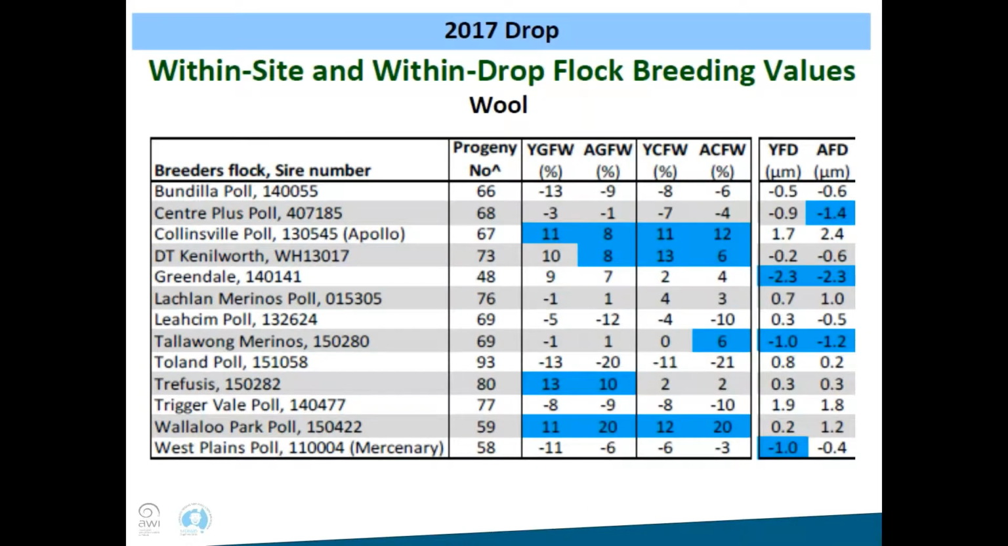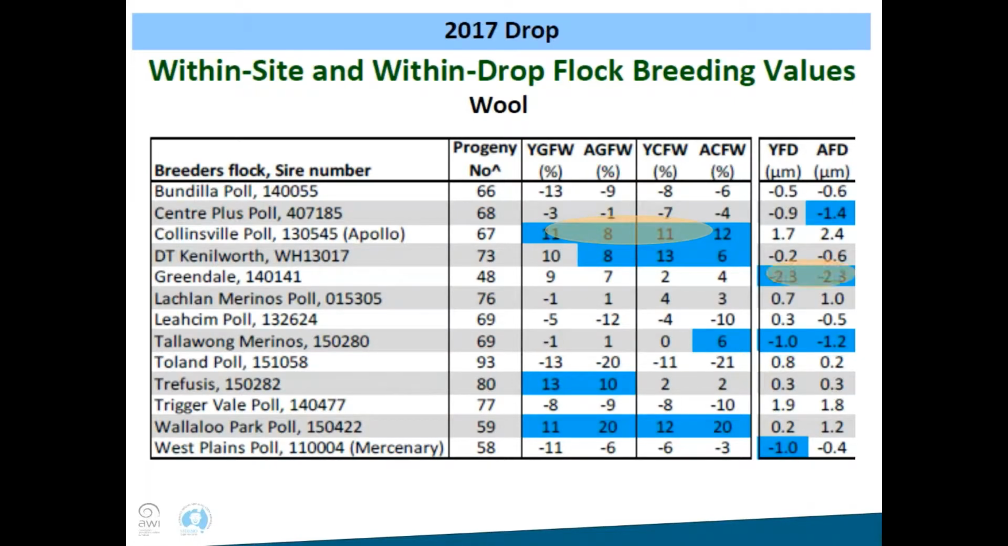The last of those 3 bits of information are the within site and within drop flock breeding values. Remember, we don't see an average down the bottom here because the average is 0 and they're deviations above or below the mean. So we can see here, once again, we've highlighted the trait leaders. These animals produce progeny that are higher than average for greasy fleece weight and clean fleece weight at yearling and adult stage. And in most cases, we're looking at positive values in our flock breeding values because we want more clean or greasy fleece weight.